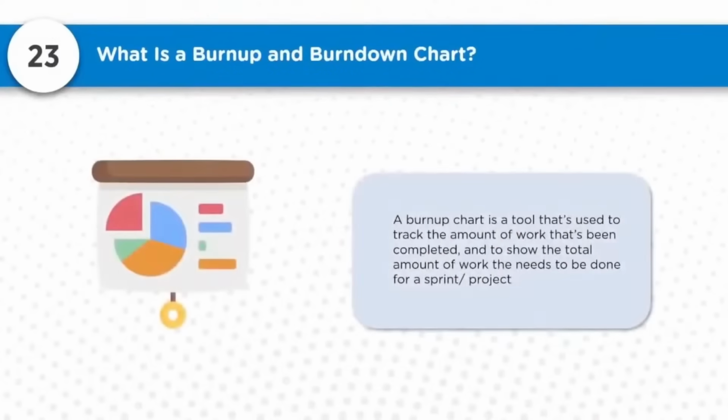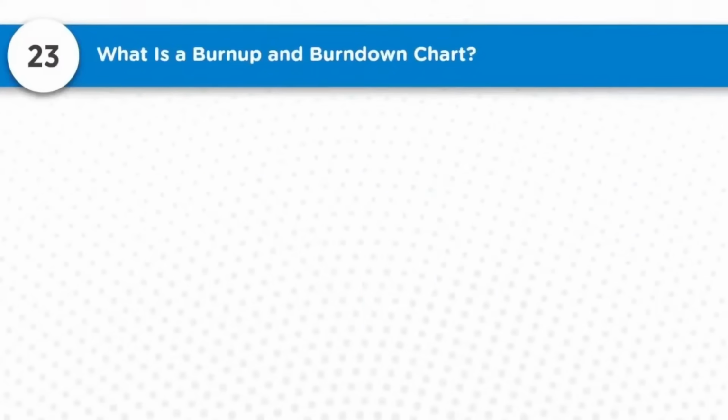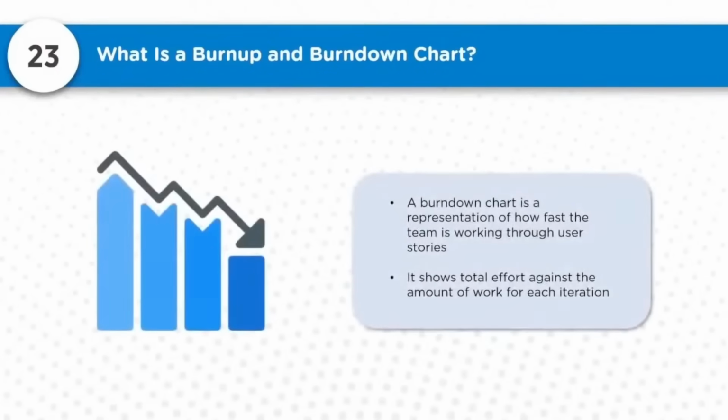What are burn up and burn down charts? Generally when we say chart, it is a graphical representation. A burn up chart is a tool that is used to track the amount of work that has been completed. It is a bar chart. The height of the bars keeps increasing in a burn up chart based on what is completed, which will show the total amount of work that needs to be done for a sprint or a project. Each of the bars keeps increasing in height as the number of things delivered increases. Burn down charts, again, are a graphical representation, a bar chart.